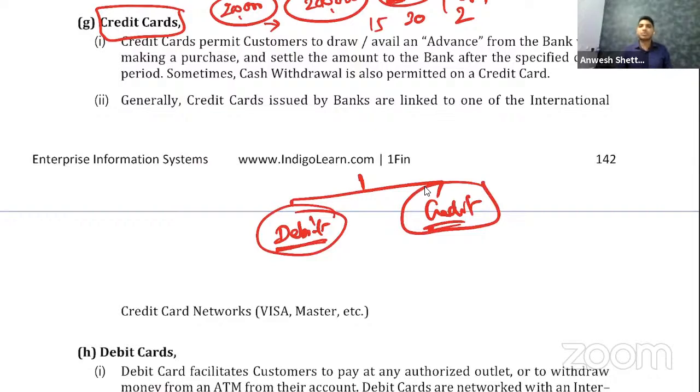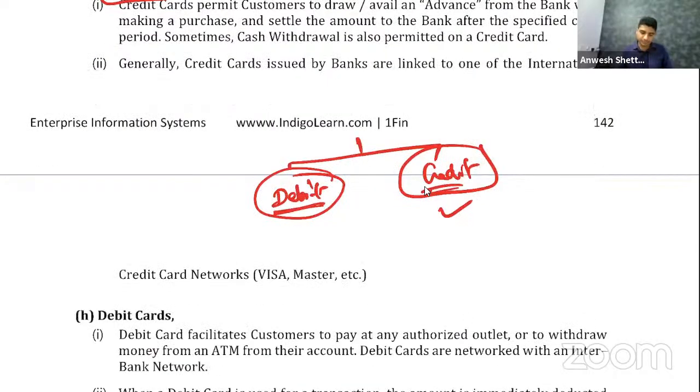So what do you do? You don't have even a single rupee with you, but you go to a showroom and let us say you want to purchase some shoe, some clothing item, some watch, some phone. Then you just swipe your card. Do you really have money in your bank account? No. You don't have money in your bank account, but still you can purchase. Then at the end of the month, you are supposed to repay this money back to the bank. So that is called a credit card. Banks offer both: they offer a debit card also, they offer a credit card also.